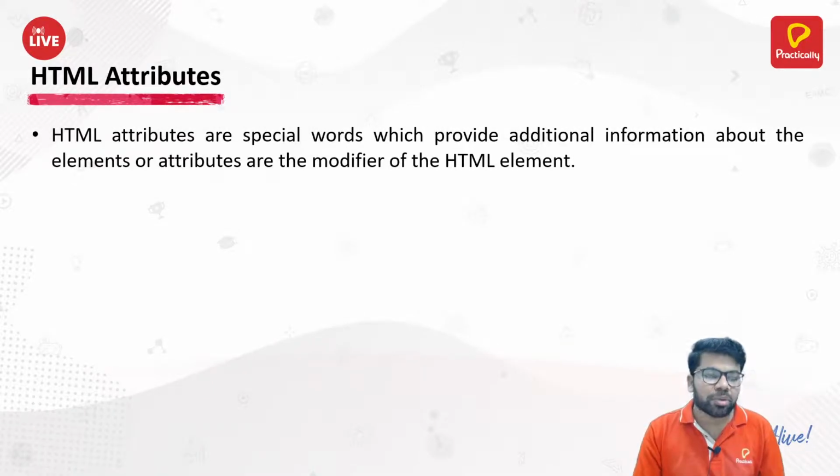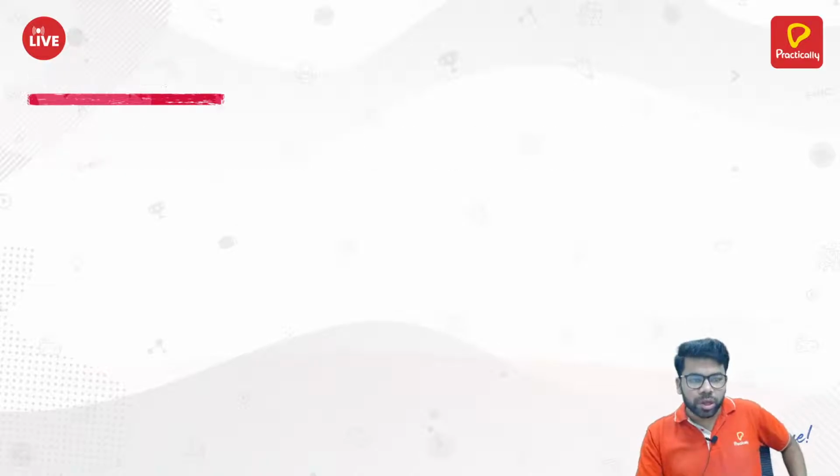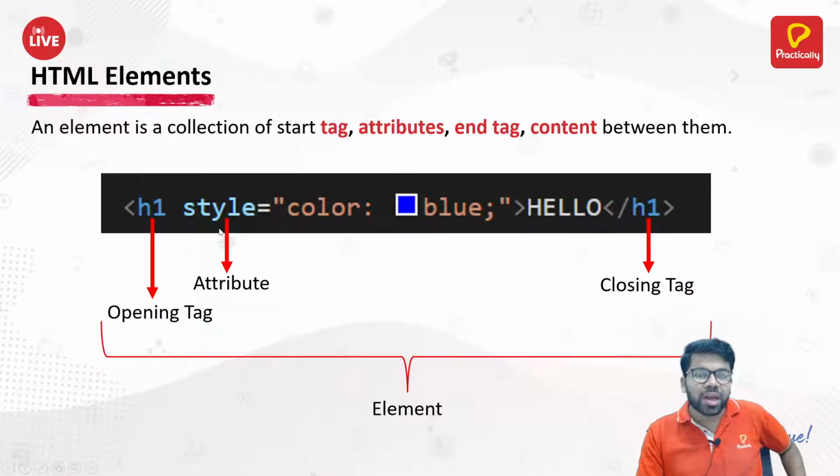Now, what are HTML attributes? As I told you here, this style is an HTML attribute. Whenever we want to provide some additional information about a particular tag, about how we want to display this content, then we write attributes. This is a style attribute.